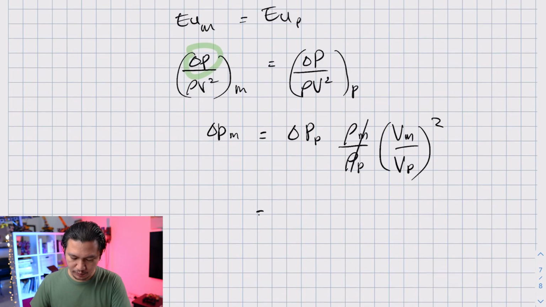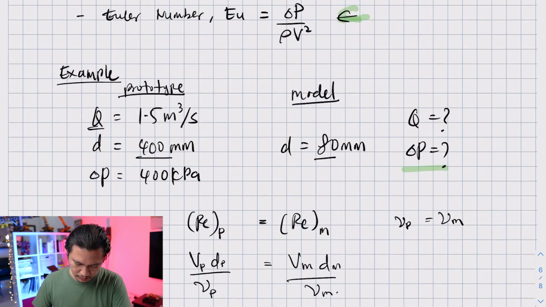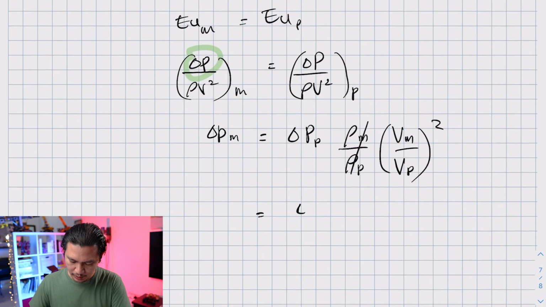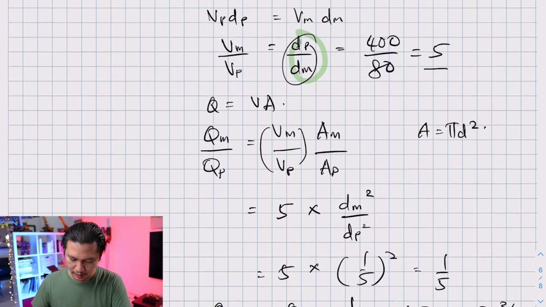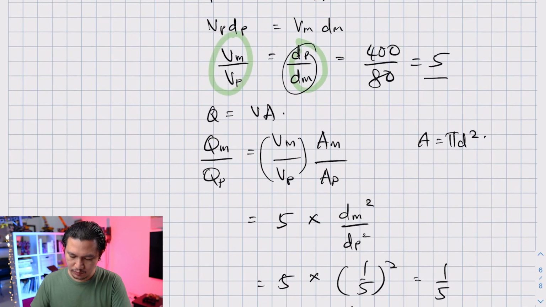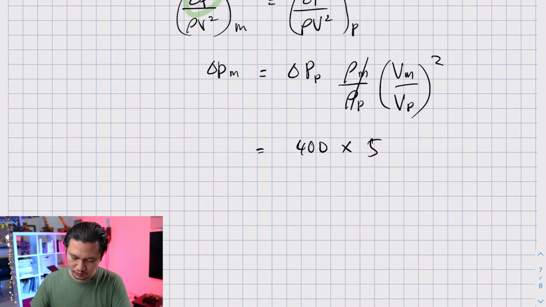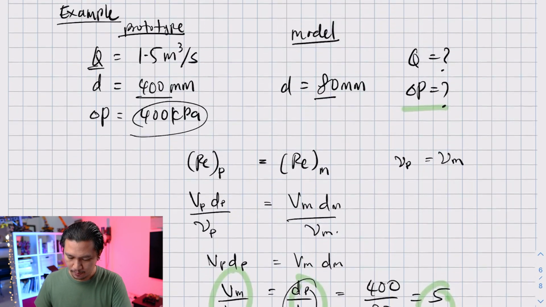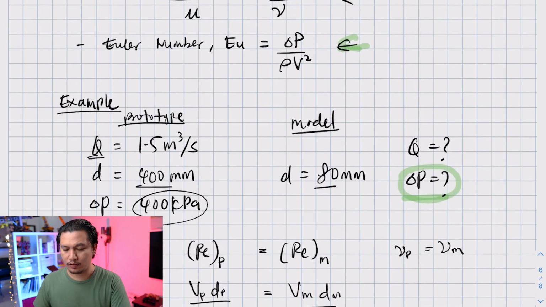So delta P of the prototype is 400 kilopascal. This is 400 kilopascal times Vm over Vp. I believe we already have this. This is equal to 5. So the answer is times 5 square. So 5 square is 25 times 400. This is 10,000 kilopascal. And this is the answer for our delta P of the model.